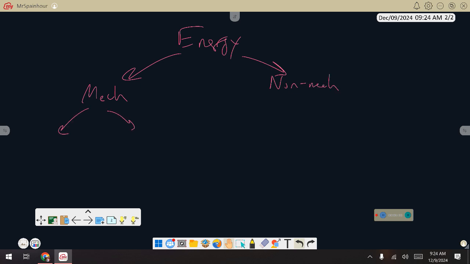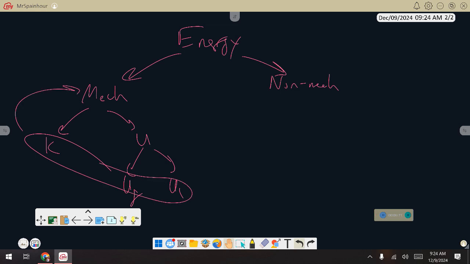Well, it's a little bit broader than that. So for example, looking at the tree real quick, this is the conversation that Marcus was starting a second ago. Energy splits off into two camps. What are they? Mechanical and non-mechanical. I'm not going to do all of it, but mechanical splits into kinetic and potential, and potential splits into gravitational and elastic. And that's why these three, the sum of those, is mechanical energy, right?